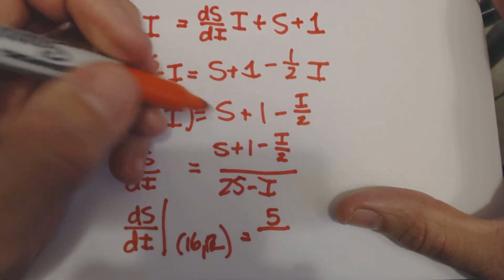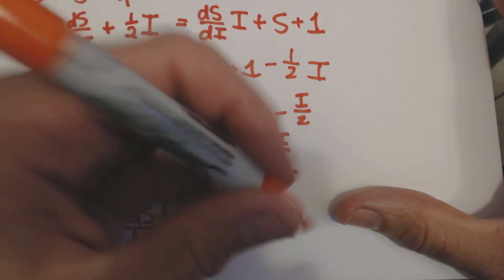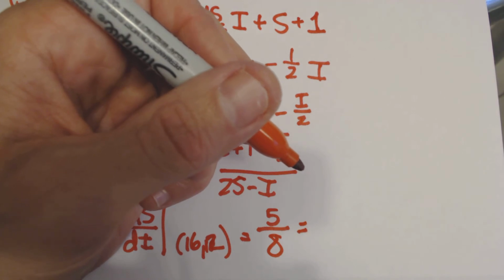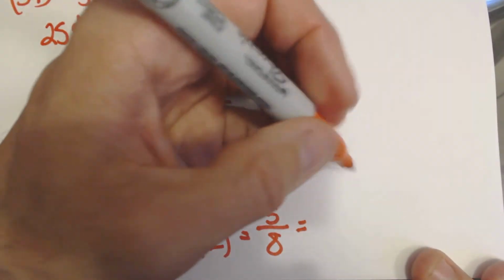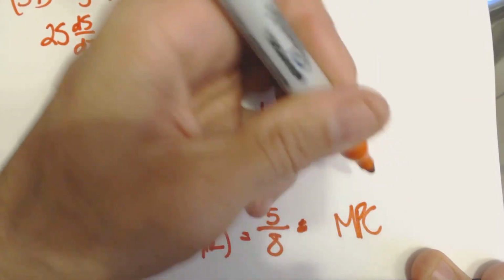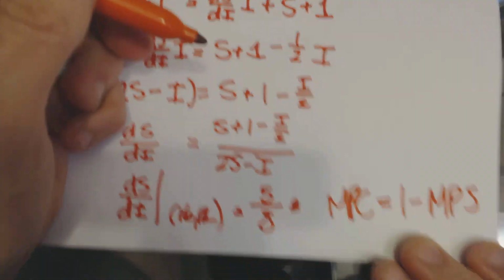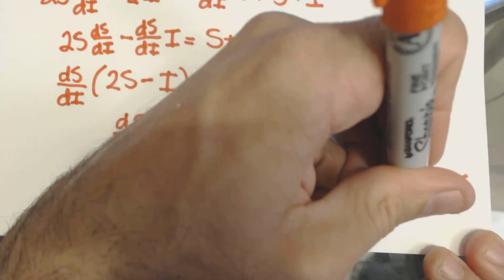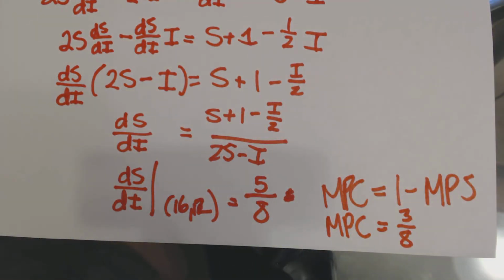So the marginal propensity to save is 5/8, and thus the marginal propensity to consume is going to equal 1 minus the marginal propensity to save. So we're going to have the marginal propensity to consume equals 1 minus 5/8, which is 3/8. And that is the answer, folks.